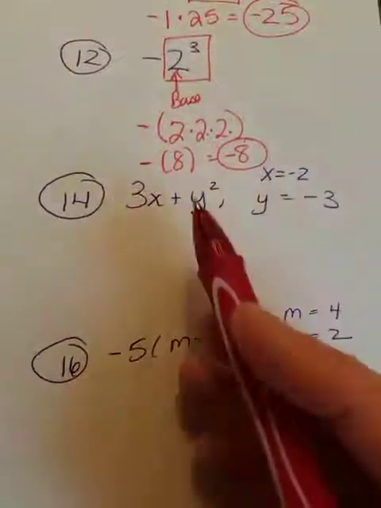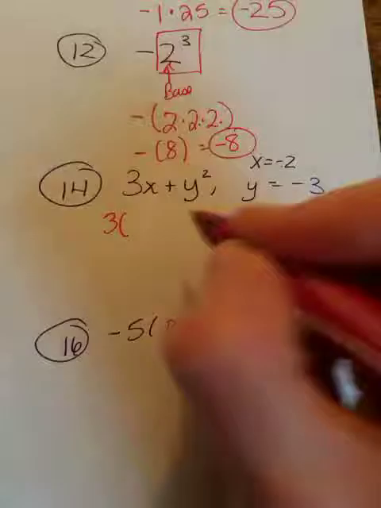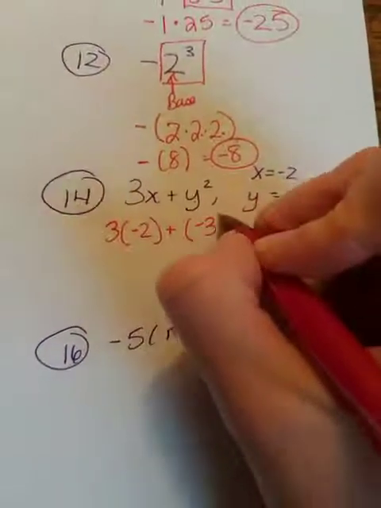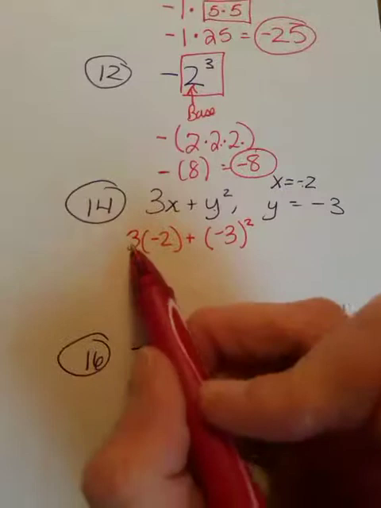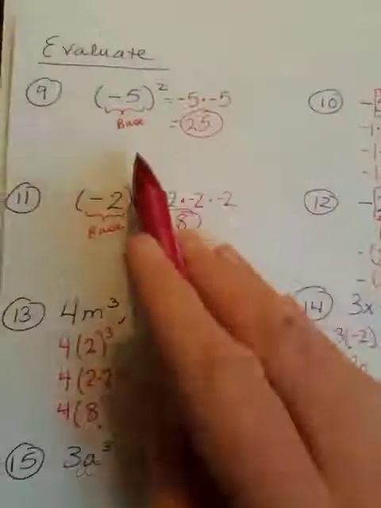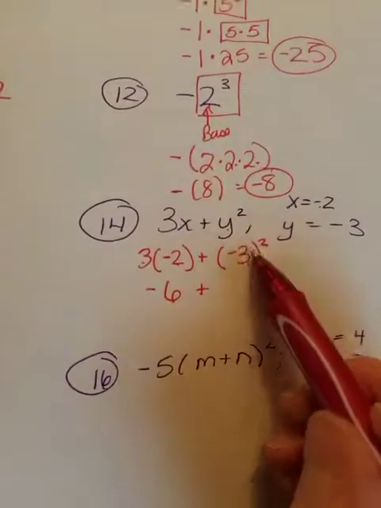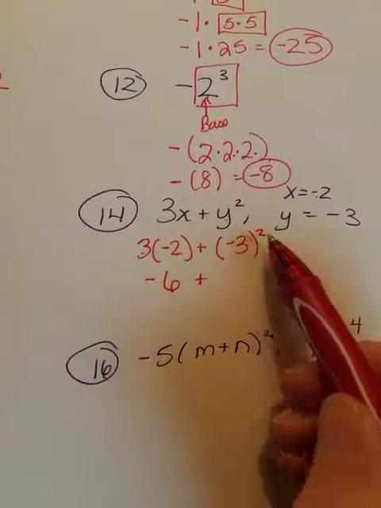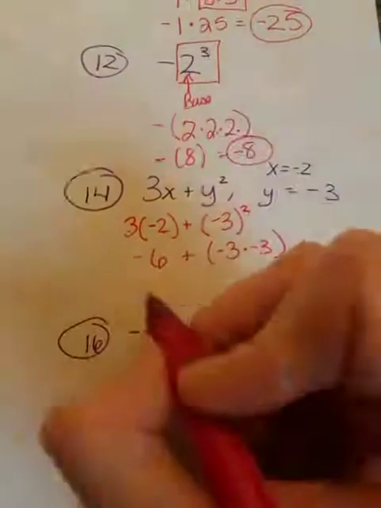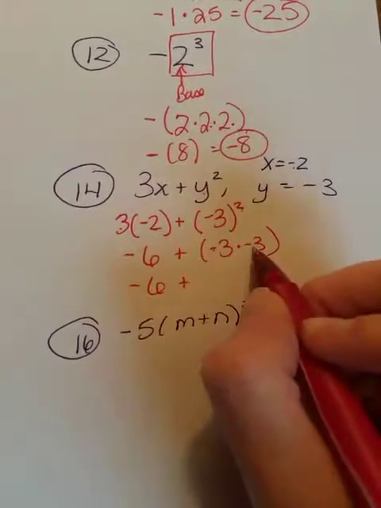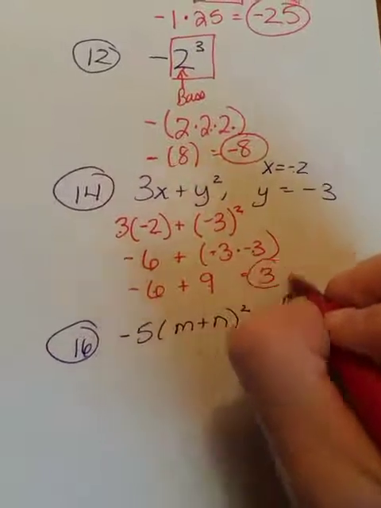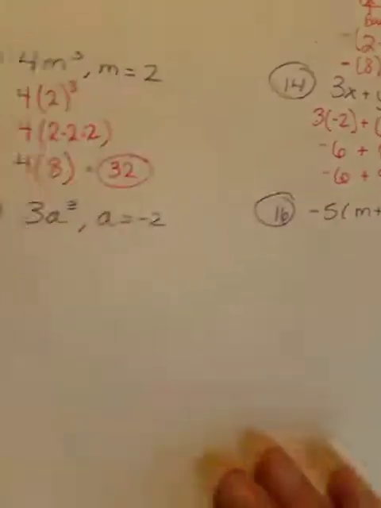Number 14. Let's substitute in. We're going to have 3 times x is -2. Notice how I'm using the parentheses again, especially right here. And then -3 is going in for y. Parentheses are really important. 3 times -2 is -6. This here goes back to what we just did in 9 and 11. So your base here, this is like number 9, is negative 3, and you're squaring it. So just to really hit home about this, you're doing negative 3 times negative 3. A negative times a negative is a positive, and 3 times 3 is 9. Negative 6 plus 9 is 3. Be careful with your negatives.